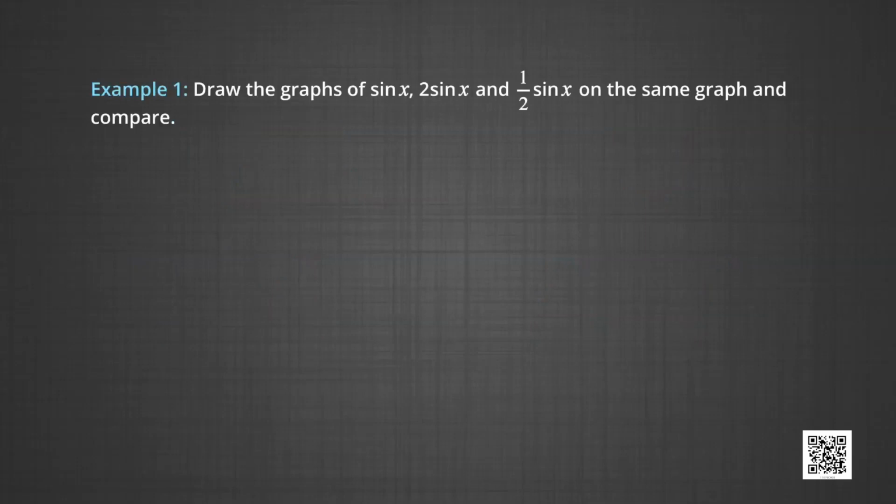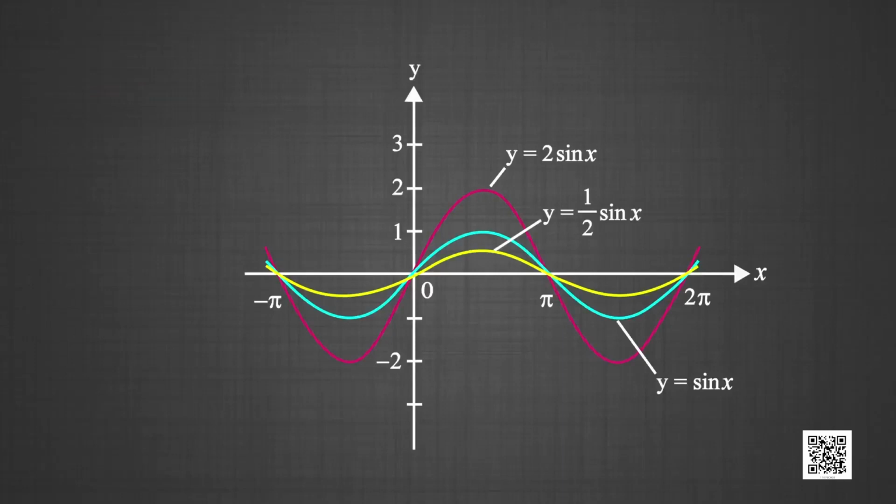In example 1, we will draw the graphs of sin x, 2 sin x and half sin x on the same graph and compare. To draw the graph of y = 2 sin x, we start with the graph of y = sin x and multiply the y coordinate of each point by 2. This has the effect of stretching the graph vertically by a factor of 2.